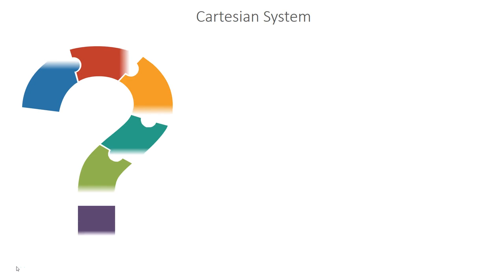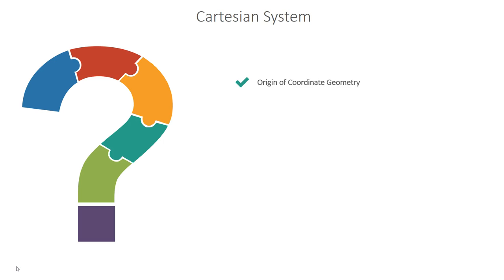In this section, we are going to talk about an important concept of coordinate geometry, also known as Cartesian system. We'll first start with our understanding of how coordinate geometry evolved over a period of time. Then we'll talk about what is Cartesian system. Then we'll take some examples. And at the end, we'll recap our understanding of coordinate geometry.